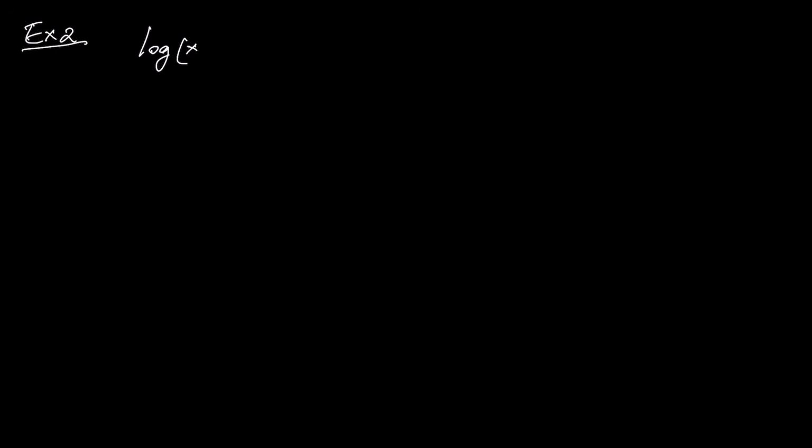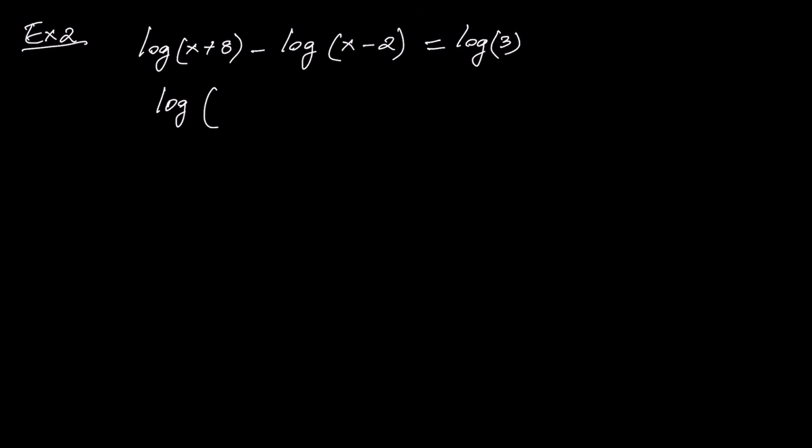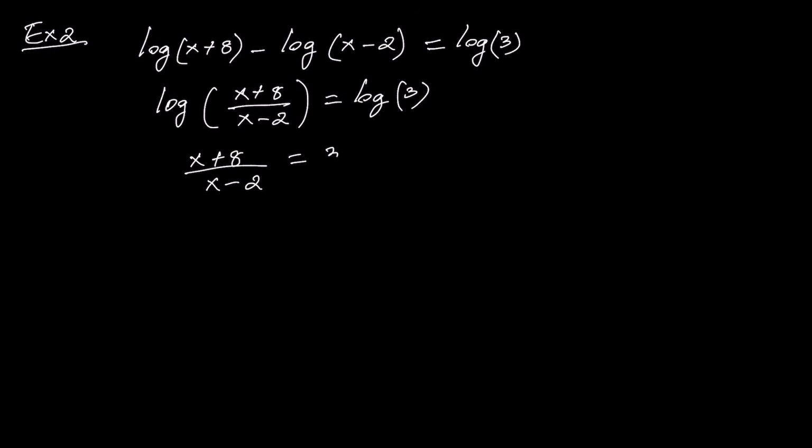Example 2. Solve log of x plus 8 minus log of x minus 2 equals log of 3. Use the quotient rule. So the equation becomes log of the quantity x plus 8 divided by the quantity x minus 2 equals log of 3. Since the bases are the same, we set the expressions equal. The quantity x plus 8 divided by the quantity x minus 2 equals 3.